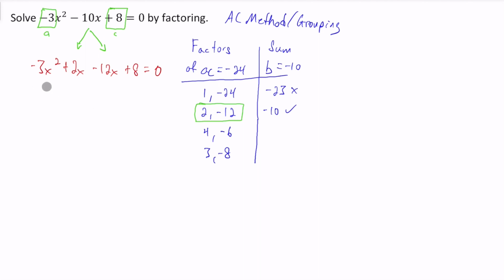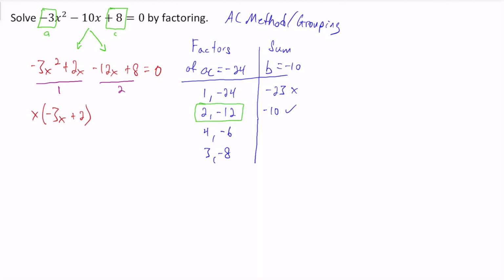And now that we have a quadratic equation with 4 terms, it is prime for us to use factor by grouping. So the first 2 terms will be group 1, second 2 terms will be group 2. We want to find the common factor from each group. So in the first group, negative 3x squared and 2x, the common factor is x. And we are left with negative 3x plus 2.